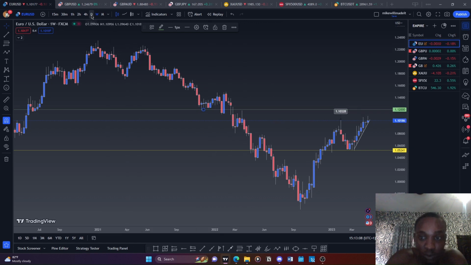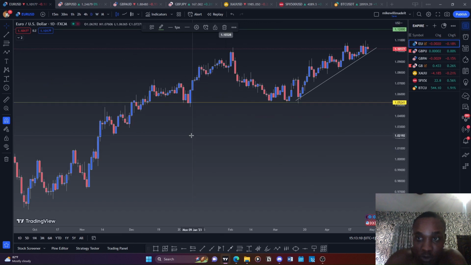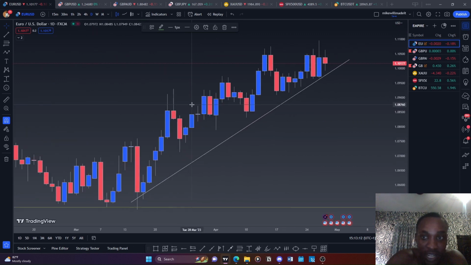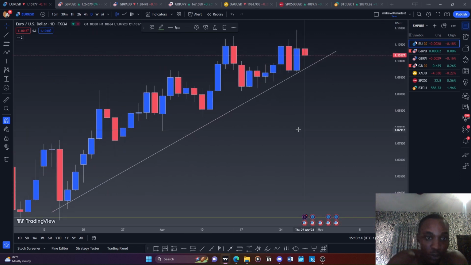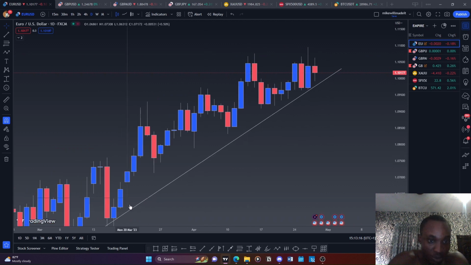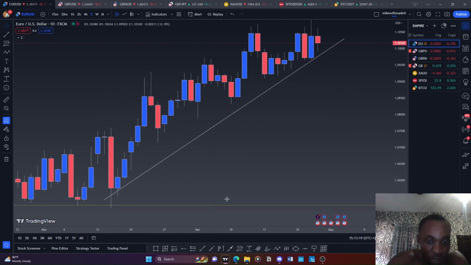So now on the weekly, we can see the price has been trending up, so we are seeing a very nice uptrend, right? If you don't understand what an uptrend is, it's just simply creating higher highs and higher lows, right?